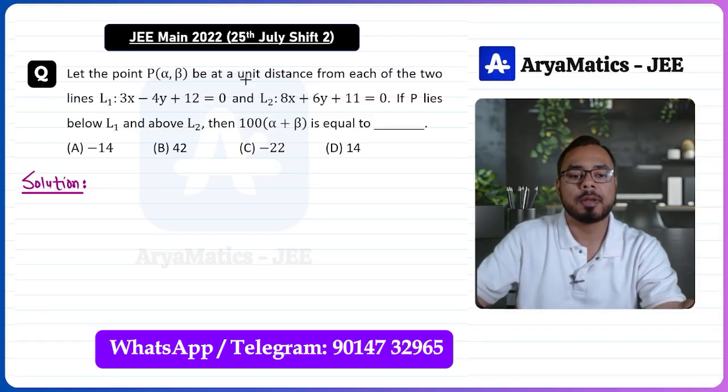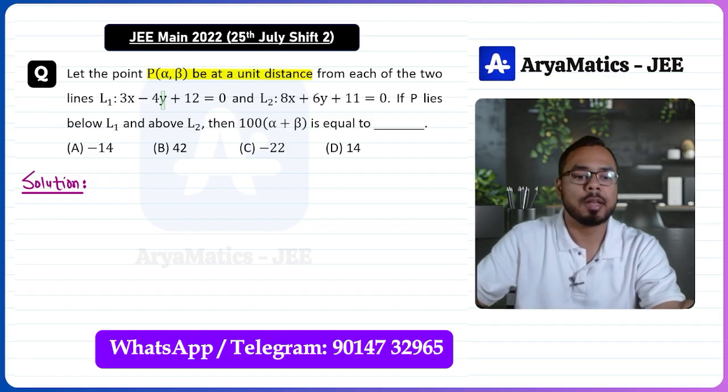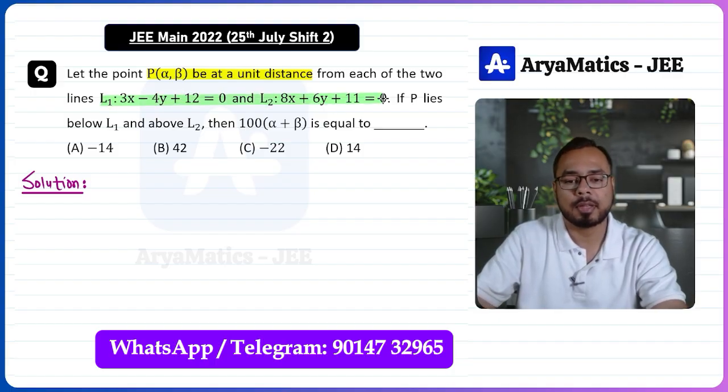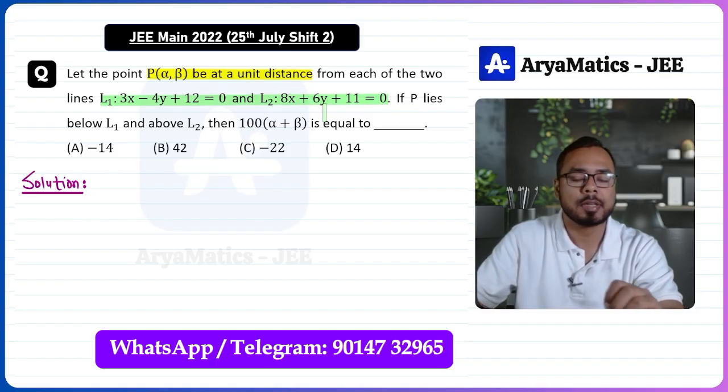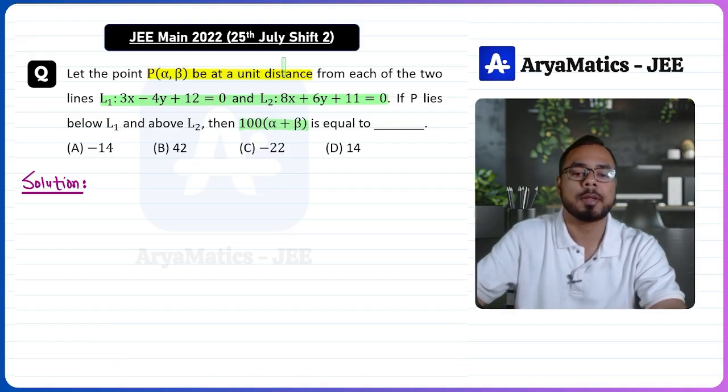Let the point (alpha, beta) be at unit distance from each one of these two lines. One line L1 is 3x minus 4y plus 12 equals 0, and we have another line L2, 8x plus 6y plus 11 equals 0. If P lies below L1 and above L2, then we need to find 100 times (alpha plus beta).